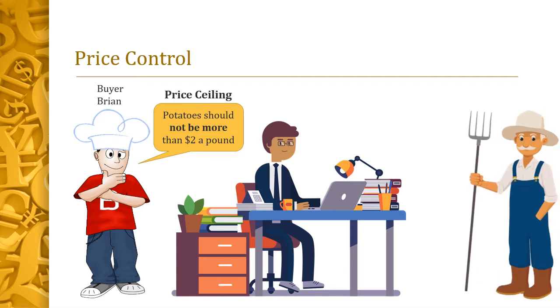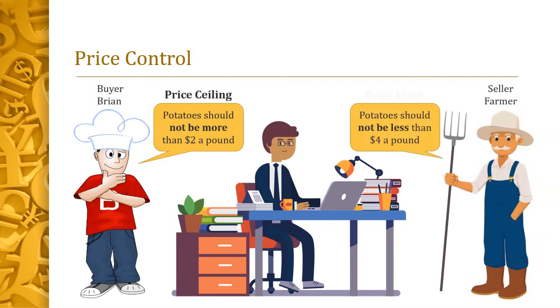Well, you know the farmer's not going to be happy about that. He comes running in to lobby, and he says, no, no, no, no. Potatoes should not be less than $4 a pound. And basically, we call this a price floor. Now, the good old government official has got to decide if either one of these arguments are really worthy of being considered, or if we should just let the free market decide on the price.